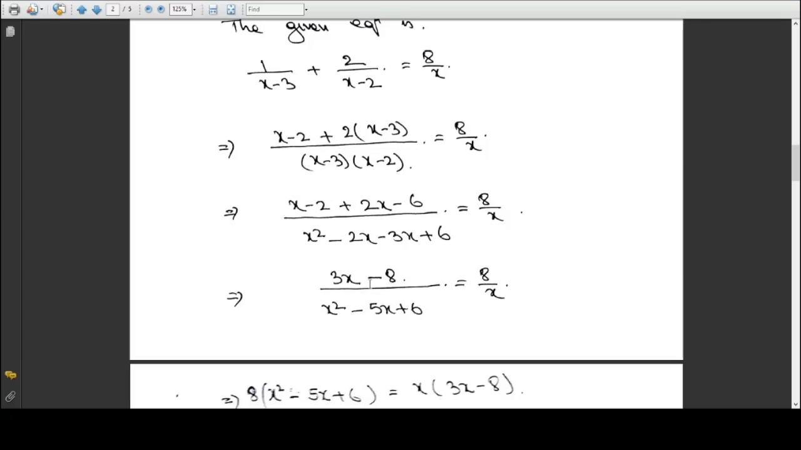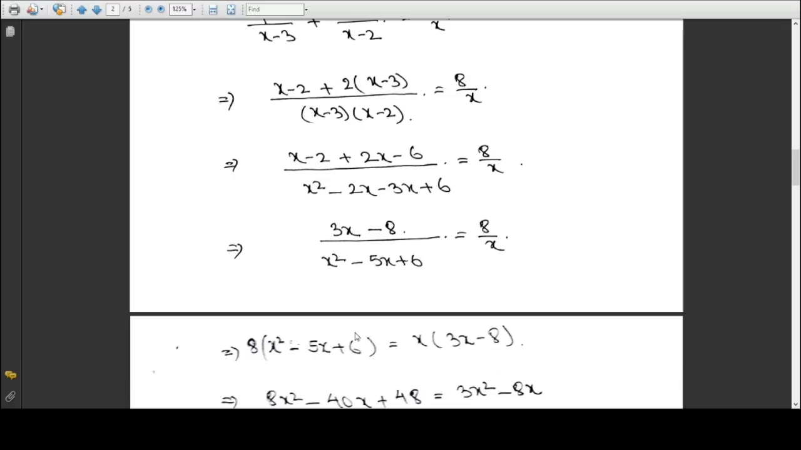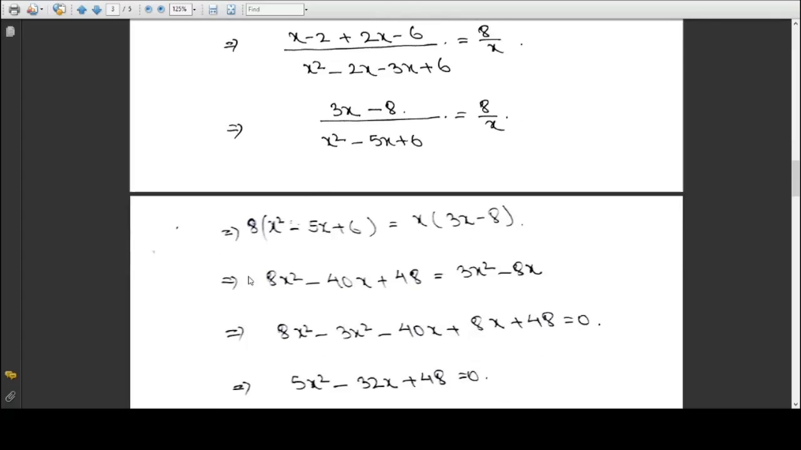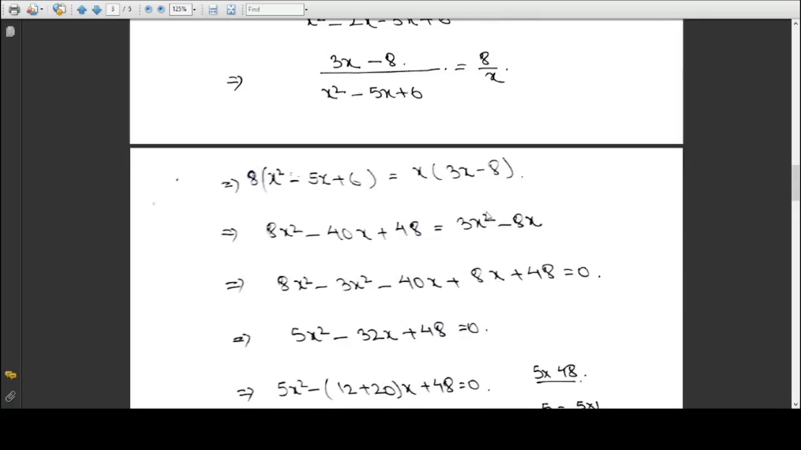Now the next step is to do the cross multiplication. 8 you multiply with x square minus 5x plus 6, and x multiply with 3x minus 8. On multiplying we get 8x square, minus 8 multiply 5x is 40x, and 8 multiply 6 is 48. On the right side we have x multiply 3x is 3x square, plus minus is minus, x multiply 8 is 8x. Now you bring all these terms together.